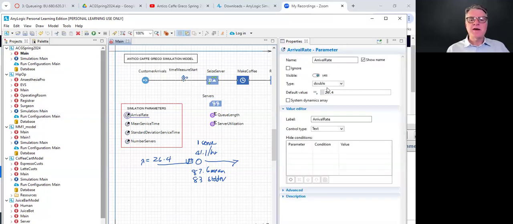So I'm going to just confirm that this is the base case. Arrival rate of 26.4 per hour. My mean service time should be 87.6, standard deviation 83. Got one server, and there it is. And then I'm going to go ahead and just run this guy.